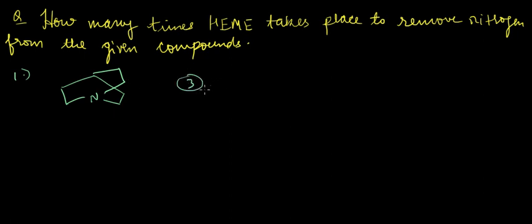3 times. Why? The first time it will be detached from this carbon atom, the second time it will be detached from this carbon atom, and the third time it will be detached from this carbon atom. Okay, so 3 times Hofmann elimination needs to take place here. How many times for this compound? 2 times. Why? First time it will need to detach from this carbon atom, thereby forming a double bond here. Second time it needs to be detached from this carbon atom, forming a double bond between this carbon atom and this carbon atom.